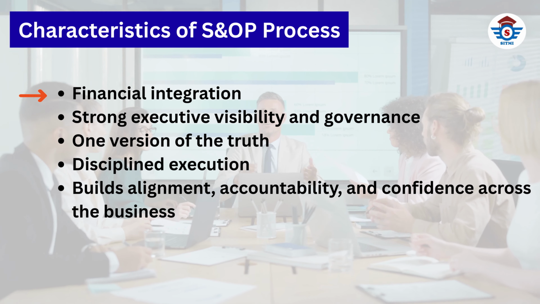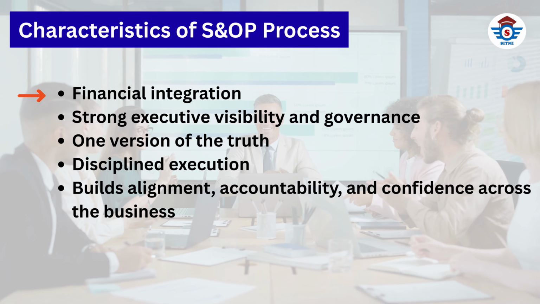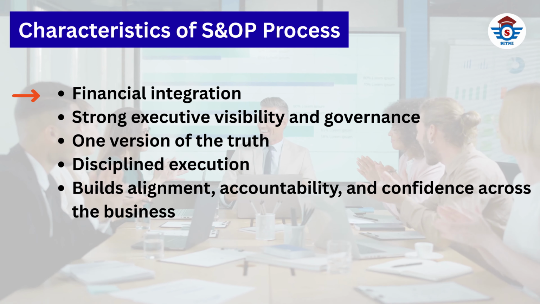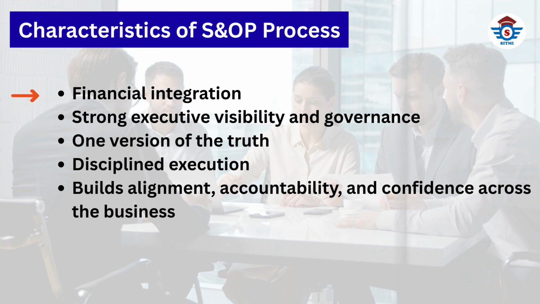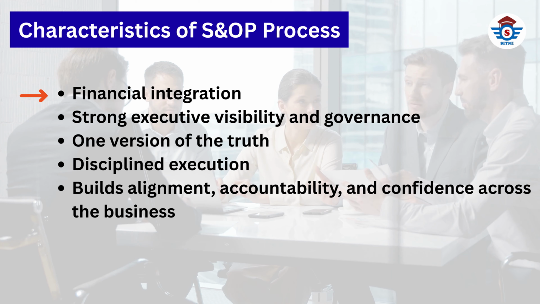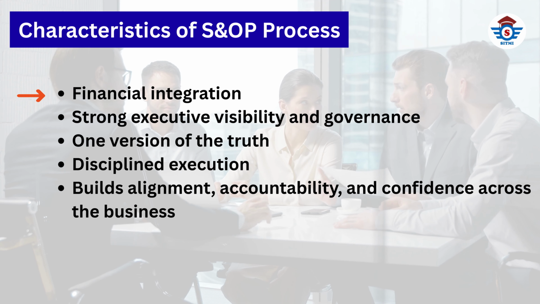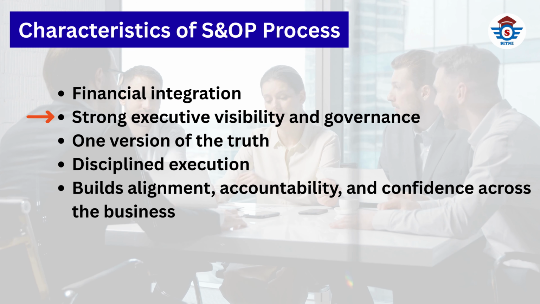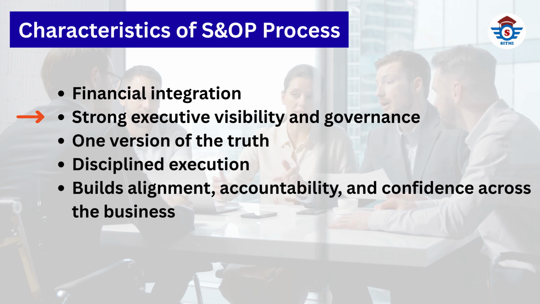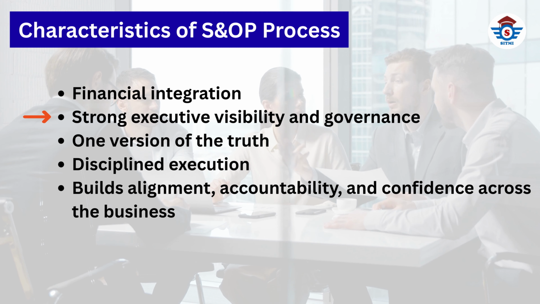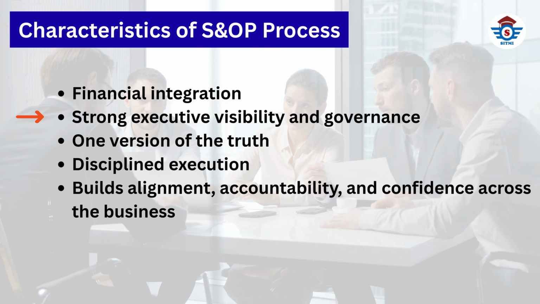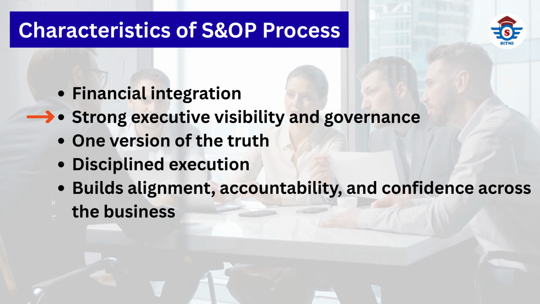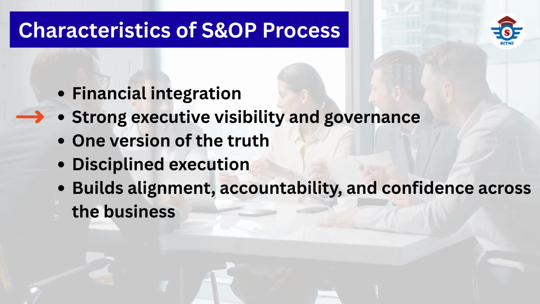Another strong characteristic is financial integration. Every supply and demand decision is translated into cost, revenue, and cash flow impact, as seen when a $36,000 investment generated $360,000 in revenue. The next characteristic is strong executive visibility and governance. Through executive review, leaders like Mr. Elmer ensured the plan aligned with business strategy and provided direction for future capacity planning.